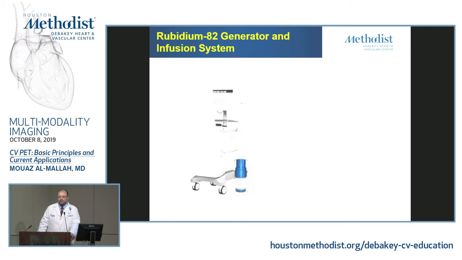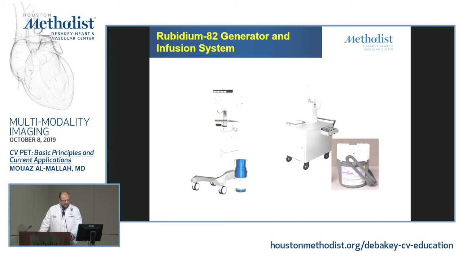It's now available from two companies. So these are the two generators, and these are the injection systems. And in small here, you see the generator. Every 42 days, or 6 weeks, you get a new one from the company. So you don't need to change the whole injection system. All you need to change is this generator, and now you're good to go for another 42 days.